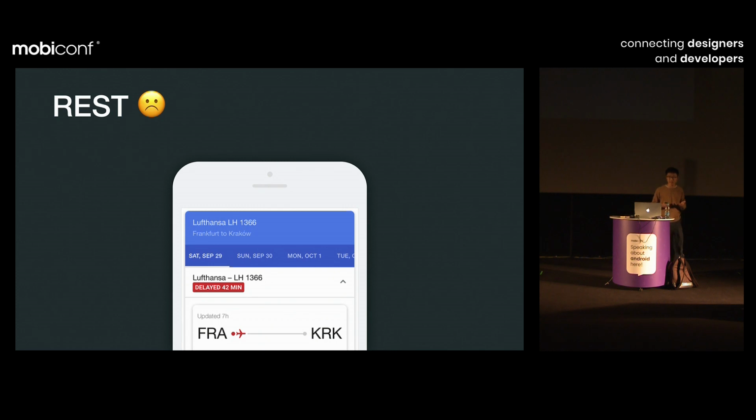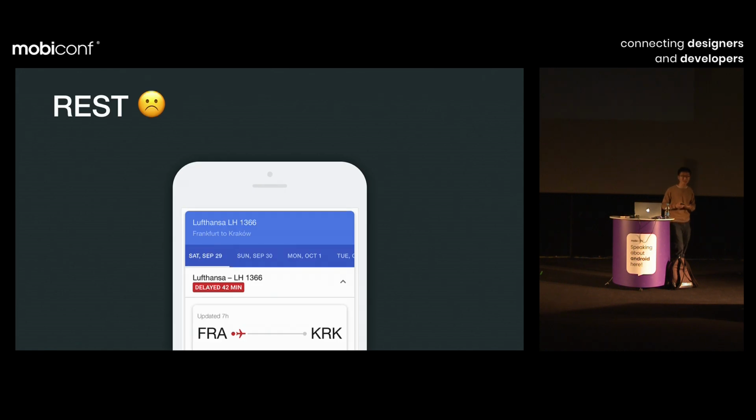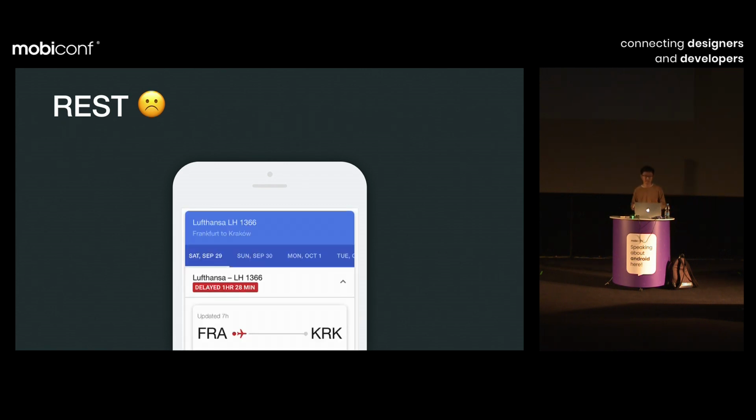Essentially, I made a REST request to Google to check my flight status. Let's wait for 10 minutes and see what happens. Sorry, 10 seconds. So 10 seconds later, my phone still says 42 minutes. Because we have waited 10 seconds, the data on my phone is likely to be out of date. Let's refresh to get the latest flight status. So my flight status changed. My flight is now 1.5 hours late.